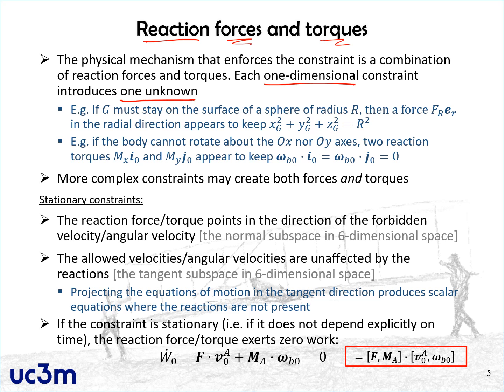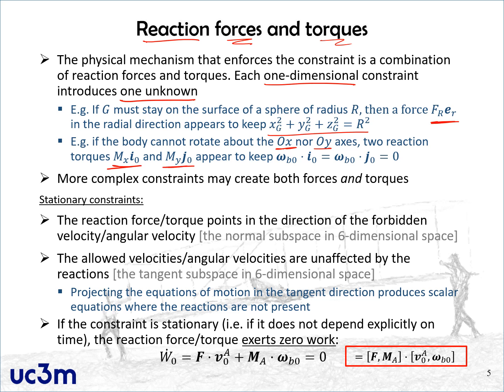So coming back to the examples of the previous slide, if we have that the center of mass has to remain on the surface of this sphere, the reaction that will appear in this case is just a force applied on the center of mass, which is a radial force, in the direction perpendicular to the sphere, to make sure that the center of mass stays precisely there, just as in the case of a point particle. In the second example, where rotations about the OX and the OY axis were forbidden, our reaction takes the form of a torque, actually two torques, one about the x-axis and another one about the y-axis.